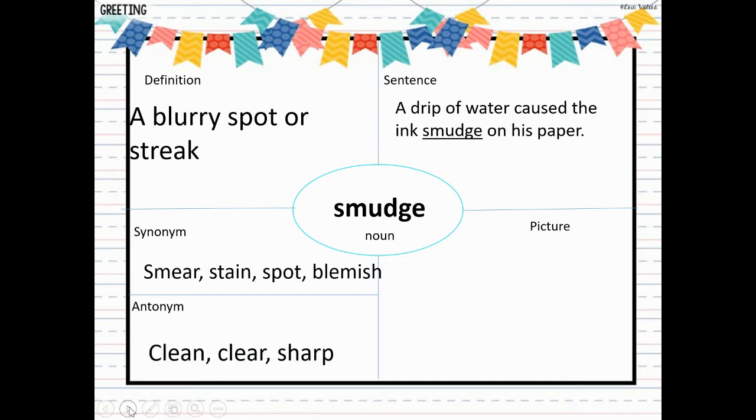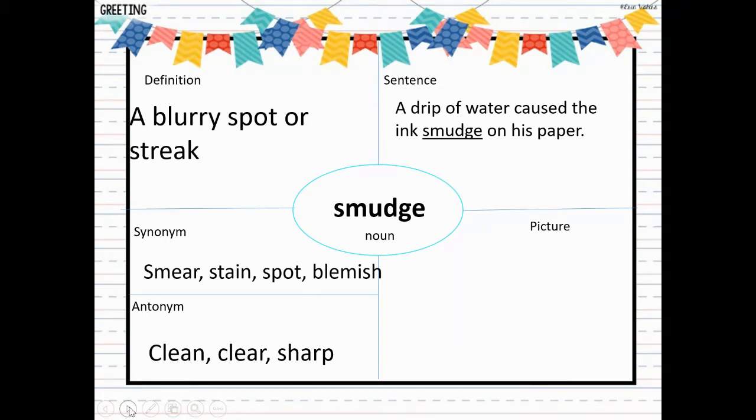Antonyms for the word smudge. So if it's not blurred with a streak or a spot, it means it would be a clean piece of paper. Clear, meaning I can see through it and it's good to go, or no areas of badness. Or we use the word sharp. Sharp doesn't mean like the pencil is sharp. Sharp means that it's very clear to see. Your TV screen, when it's on, has a sharp picture, meaning you can see it very easily. So the opposite of smudge would be clean, clear, and sharp.